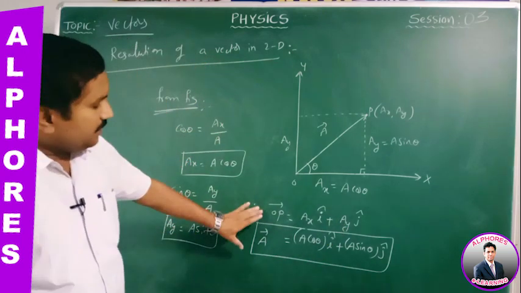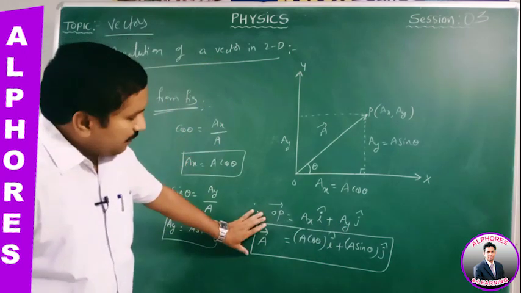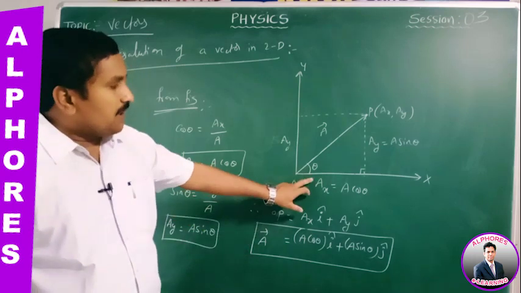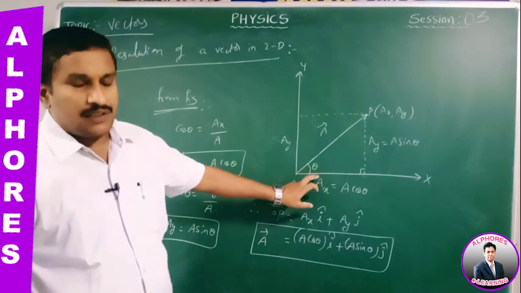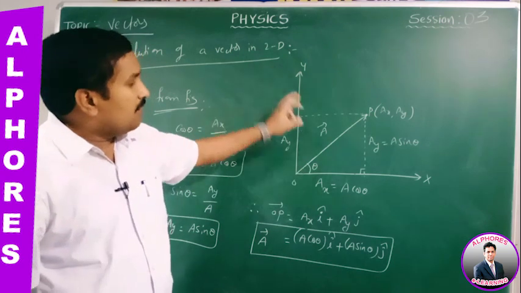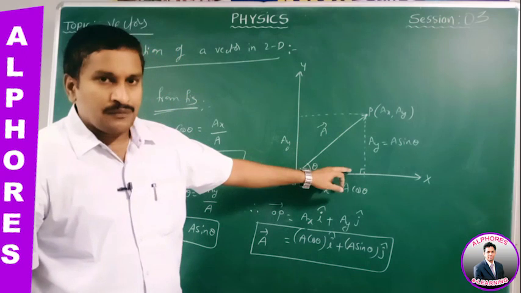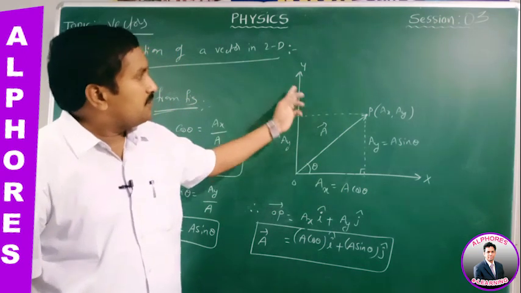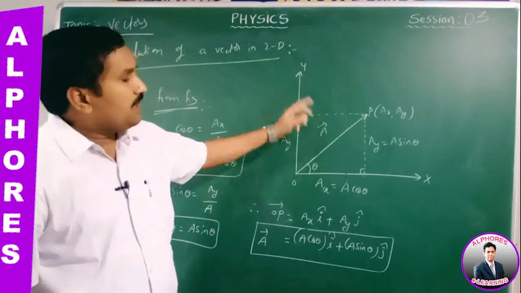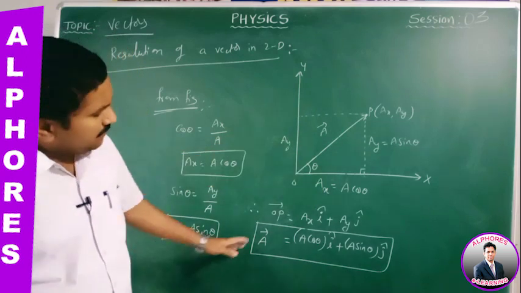So this is the method to obtain a vector using the concept of resolution of vectors in two dimension. Why two dimension? Because the vector I am taking is in the xy plane only. In the same way, sometimes you take the xz plane, sometimes the yz plane also, same thing.